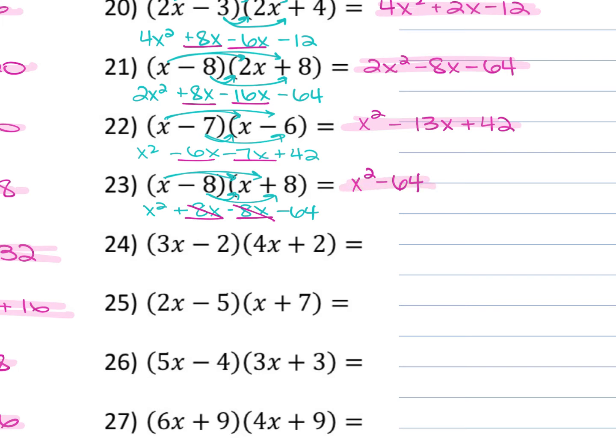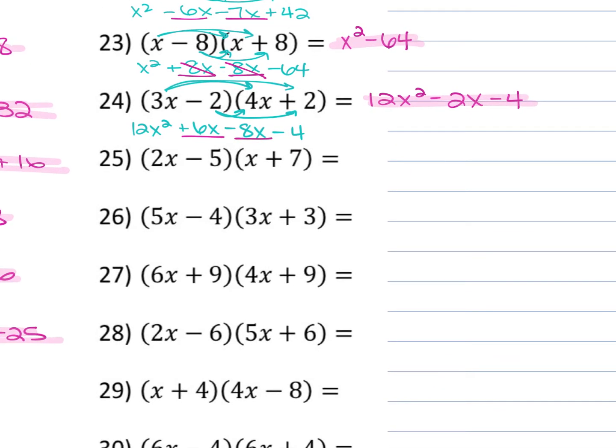For 24, we have 3x minus 2 times 4x plus 2. The 3x times 4x gives us 12x squared. The 3x times 2 is 6x. Negative 2 times 4x is negative 8x. And negative 2 times 2 is negative 4. Combine your like terms. This leaves you with 12x squared minus 2x minus 4.